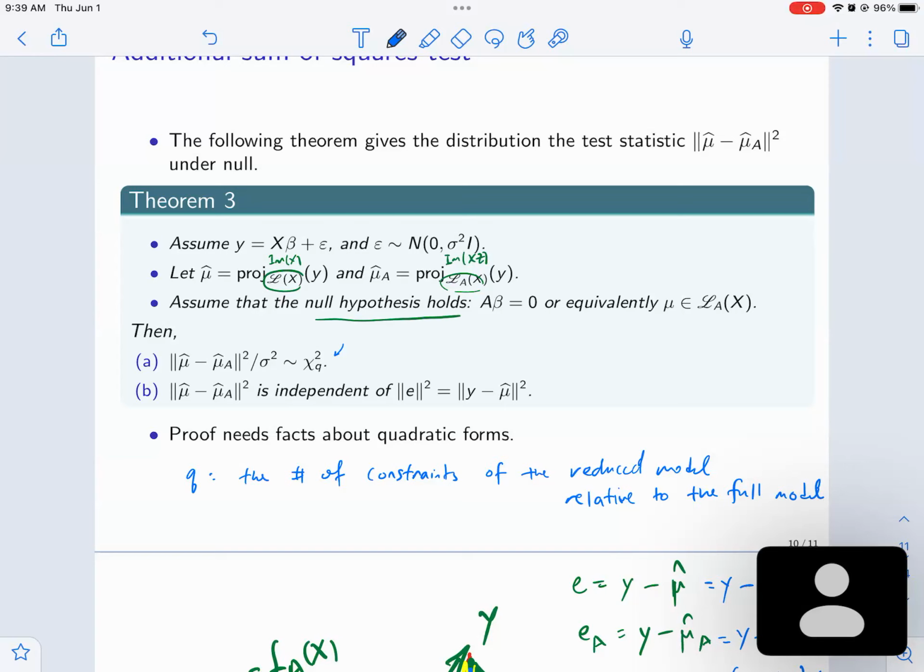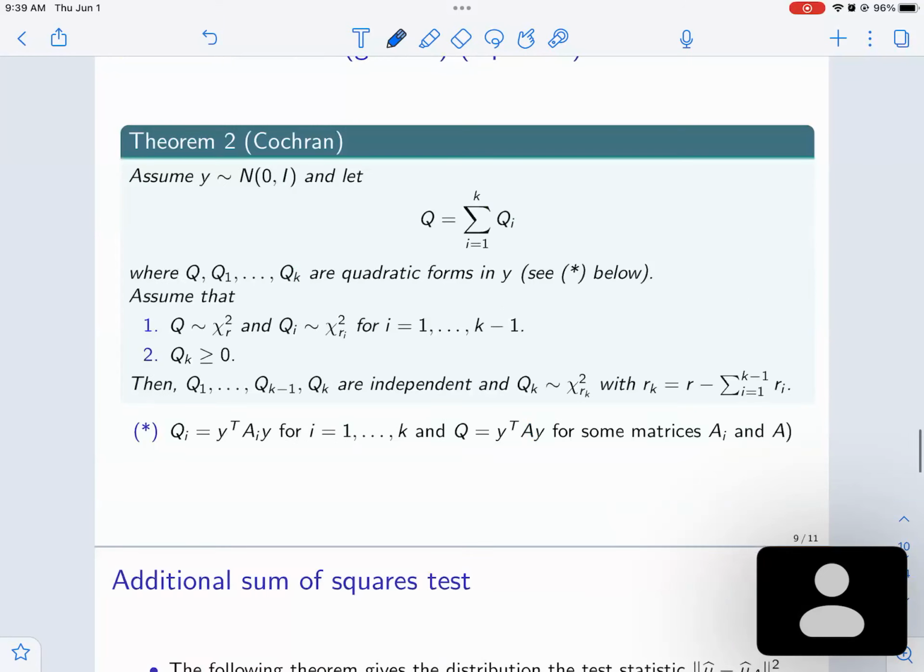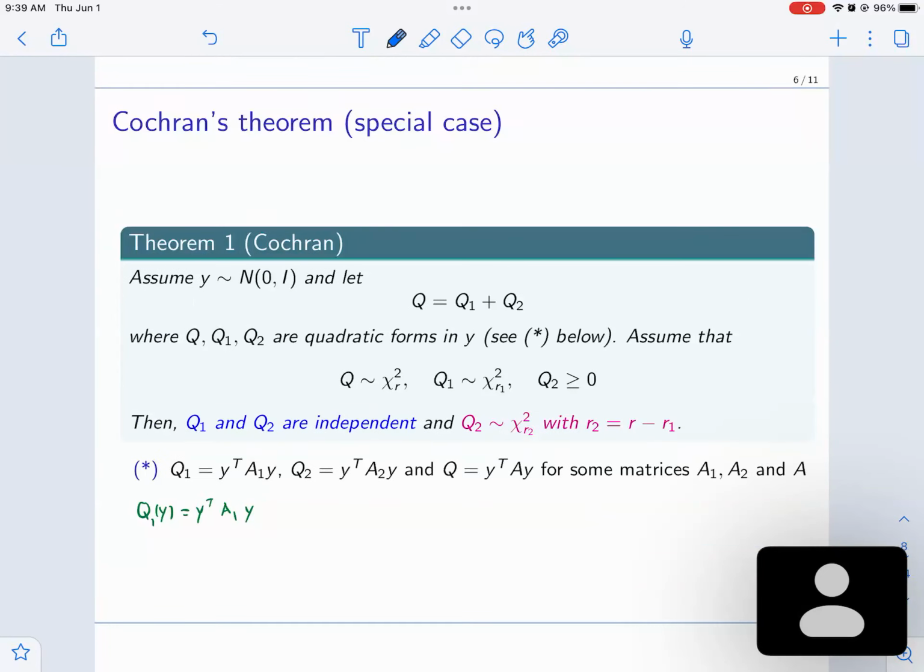So for part A, was the proof based on the quadratic forms, and then the theorem when it had two parts, where the second half is the independence part? No, both follow from Cochran's theorem. Cochran's theorem has two parts. The first one gives you the distribution of Q2, and then the second one says that Q1 and Q2 are independent. Or do you already have to know that in order to apply Cochran's theorem? No, so these are both conclusions.